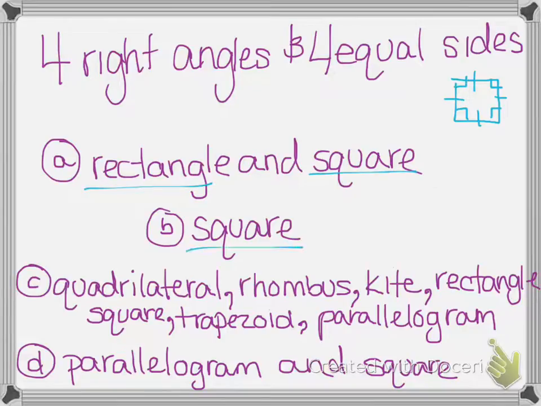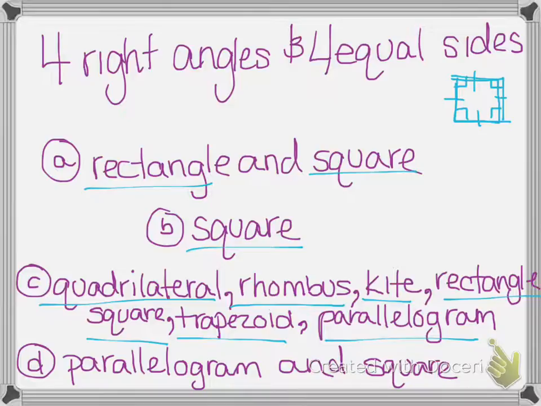B is a square. We know it's a square. B is also correct. C, a quadrilateral, has 4 sides. That's correct. A rhombus has 4 equal sides. This does have 4 equal sides. A kite has adjacent sides equal, which means this side is equal to this side is equal to this side. That's true. A rectangle we already said. A square we already said. A trapezoid has 1 pair of parallel sides. A square does. And a parallelogram has 2 pairs of parallel sides. It does. So if we look here, C has all the names for it. So C would be the most correct out of the choices.